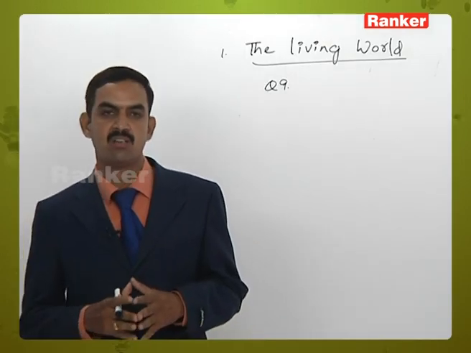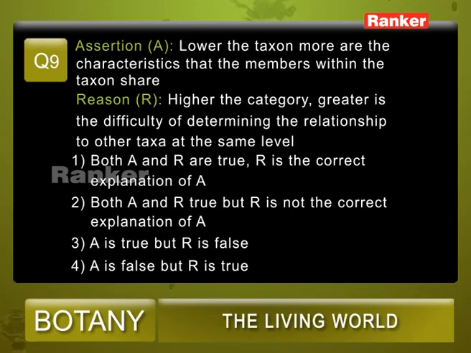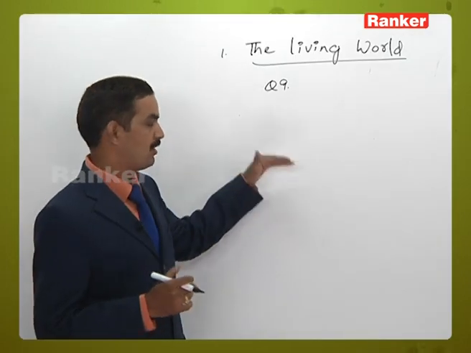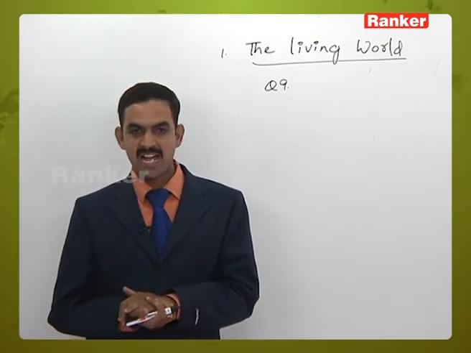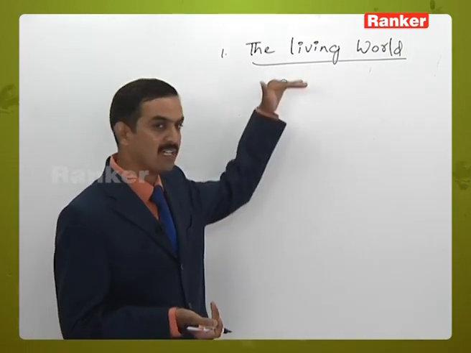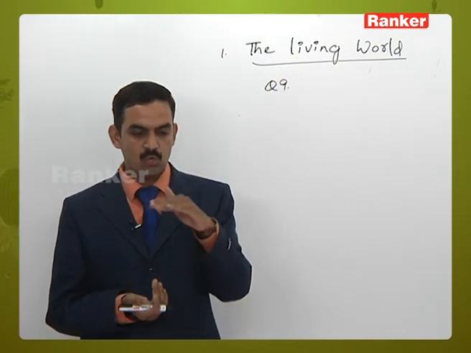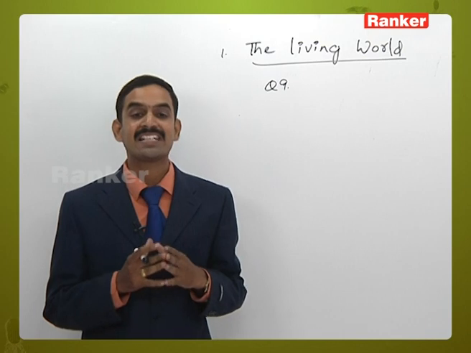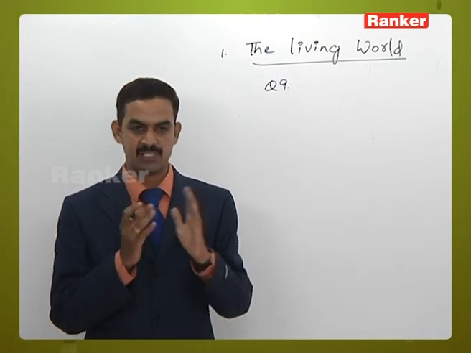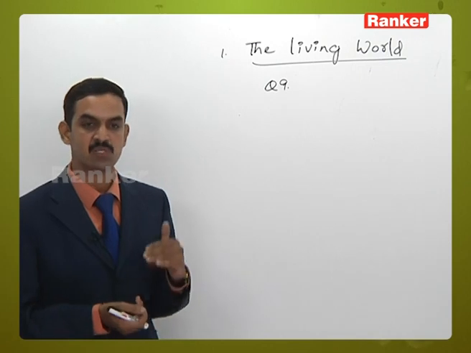So here is a question regarding assertion and reason. The given statement in assertion is, lower the taxon, more are the characteristics that the members within the taxon share. The reason statement is, higher the category, greater is the difficulty of determining the relation to other taxon at the same level. In the hierarchy of categorization of the plants, starting from species to the highest level, kingdom, when it goes from the least level to the highest level, the similarities will decrease and the differences will increase.